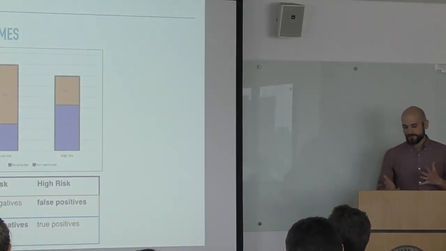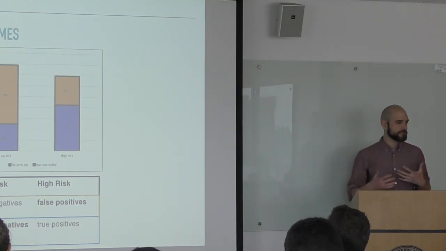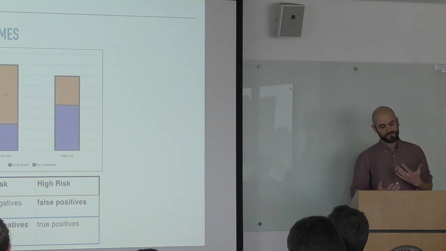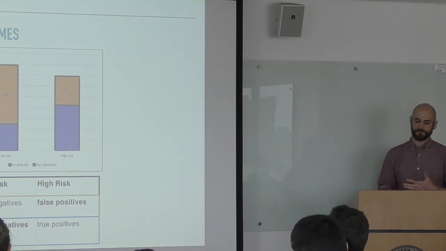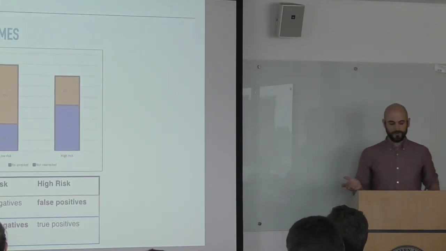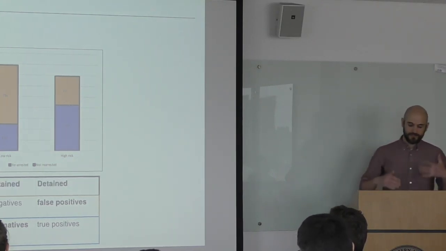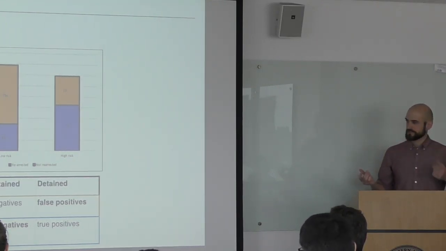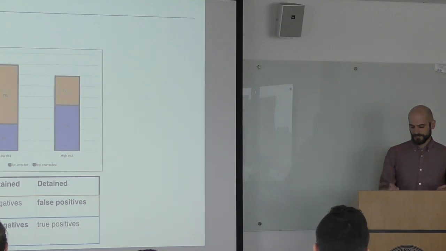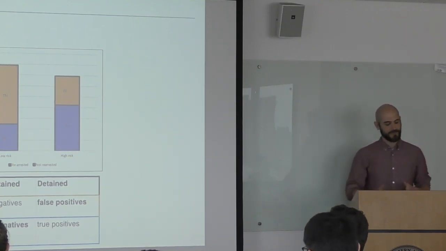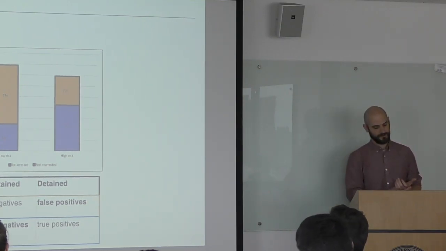So starting with the simple stuff, in this prediction problem, and in all prediction problems, you can look at two types of errors, false positives and false negatives. A false positive is where someone is predicted to be high risk, but they're in fact not rearrested, while a false negative is the other kind of error. I'm actually going to talk about false positives and false negatives in terms of decisions in an analogous way. I'm going to speak in that way for much of the talk.